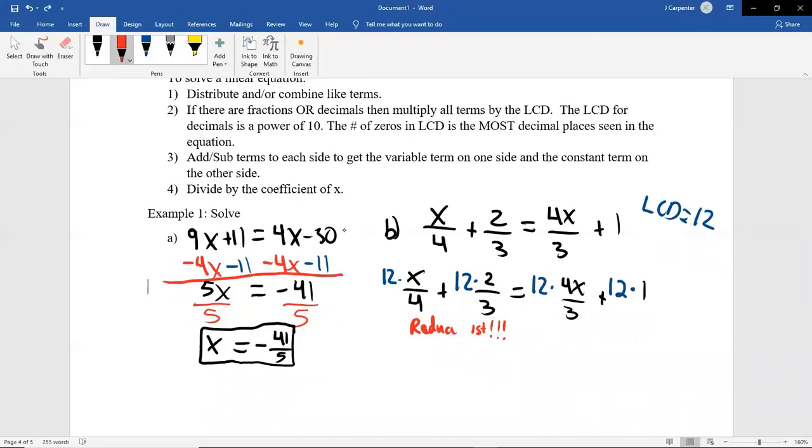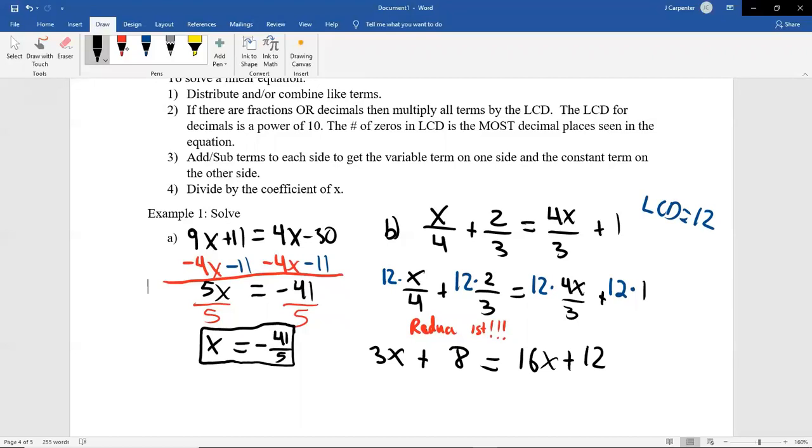So let's reduce this. The 4 goes into 12 3 times, so that's going to be a 3x. Again, 4 goes into 12 3 times, or 12 times x is 12x. 12x divided by 4 is 3. Plus 3 goes into 12 4 times. 4 times 2 is 8. Fractions are gone so far. That's great. Equals 3 will again go into 12 4 times, but 4 times 4 is 16, so that's a 16x. Then plus 12 times 1 is 12. No fractions. Hallelujah, praise math.